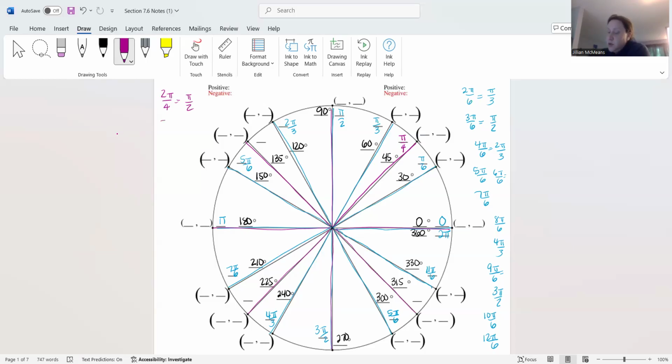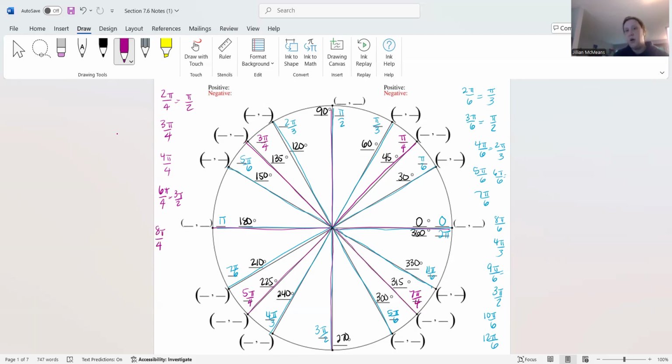And then we get 3 pi over 4. That's going to be 135 degrees. And then when we get to 180, that's 4 pi over 4, or just pi. So then from pi, or 180 degrees, to 225 degrees, that's 5 pi over 4. And then from 225 to 270, that's going to be 6 pi over 4, but that just reduces to 3 pi over 2, which again is already there. You should expect that one. And then from 270 to 315, that's 7 pi over 4. And then finally, we get 8 pi over 4, which simplifies to just 2 pi.